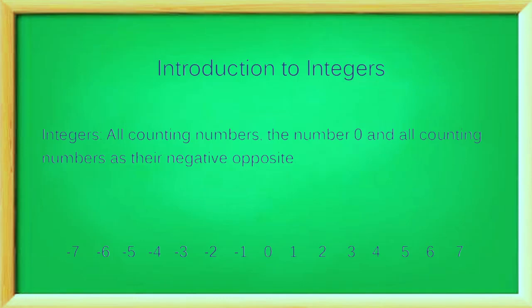So integers are counting numbers, the number 0, and then all those counting numbers, but with a negative in front of it, which is that number's opposite. So I'm calling it the negative opposite here. Counting numbers on my number line that I have here are 1, 2, 3, 4, 5, 6, 7. Then remember also integers are 0. And then all of those numbers, 1, 2, 3, 4, 5, 6, 7, in their negative form are also integers. So -1, -2, -3, -4.